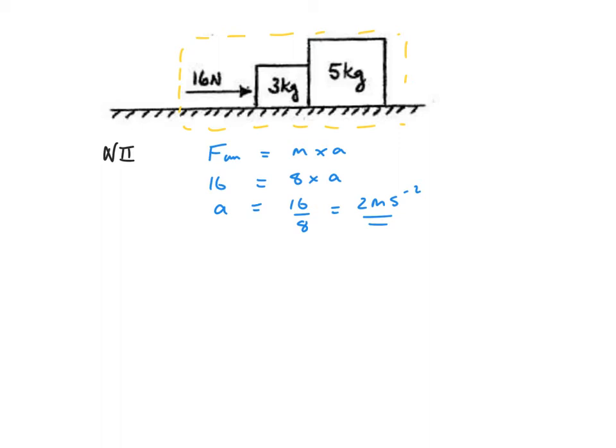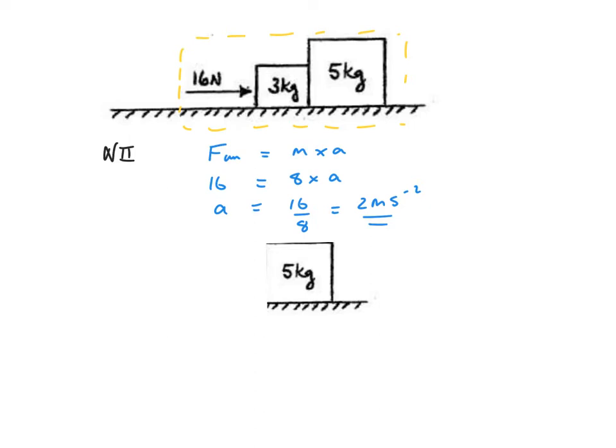Okay, so there's no friction acting, so it's just the 16 newtons for the unbalanced force. The full system is 8 kilograms for the two blocks together, and that produces an acceleration of 2 meters per second squared. So we're going to now look at the forces acting, or force acting, on the 5 kilogram block.